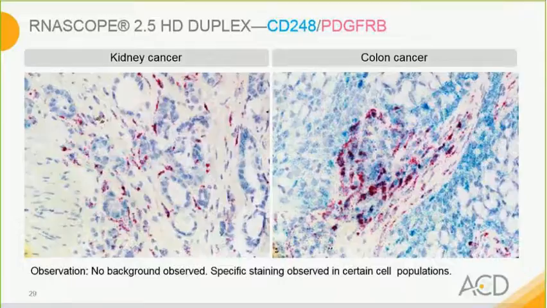The next slide is another example of co-staining of a receptor and its ligand. We used the 2.5 duplex assay to detect the ligand CD248 and its receptor, beta-type PDGF receptor, in the tumor microenvironment. You can see the co-expression of these two targets within the same cells, as in the pictures on the left, and you can see the targets can also be expressed by different groups of cells, like in the pictures on the right.